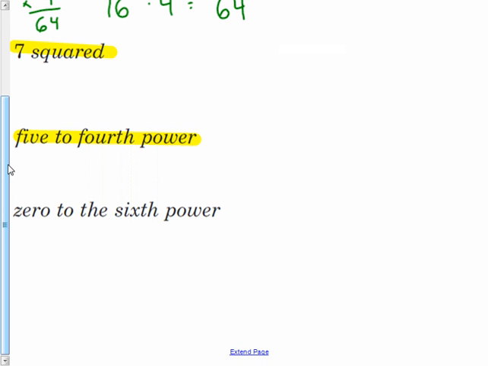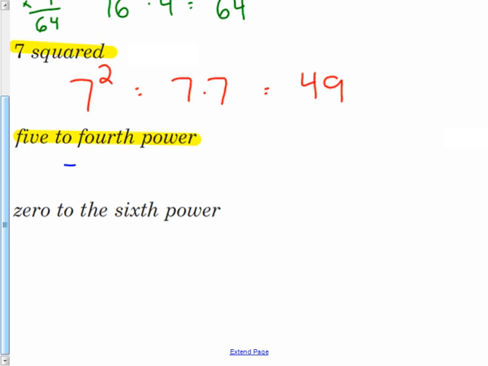7 squared is our next one, and remember, squared means to the power of 2. So I have 7 to the power of 2. Well, that means I need a base number of 7 2 times. And that one we can do. 7 times 7 is 49. So 7 squared is 49. Last example of this we'll look at is 5 to the 4th power.